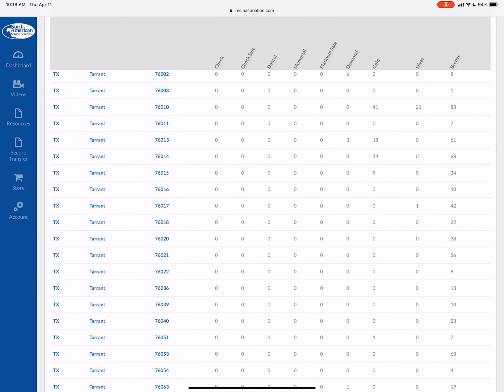What I suggest everyone do is go to Google and search your county zip code map. For me, I'd put in Tarrant County zip code map. It'll pull up a map of where all the zip codes are. Print it off so you can see a bird's eye view of where all these zip codes are. Because what you don't want to do is buy leads in 76015 and then 76036, and those two zip codes are 15 or 20 miles apart, because we have some big counties here in Texas.